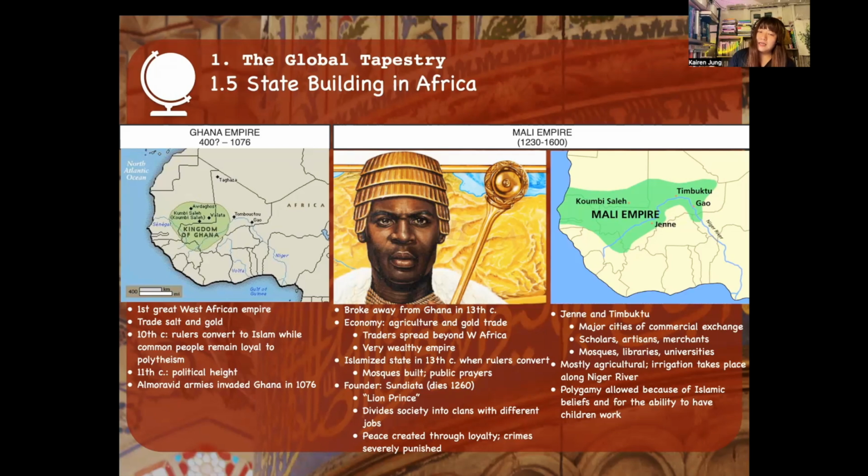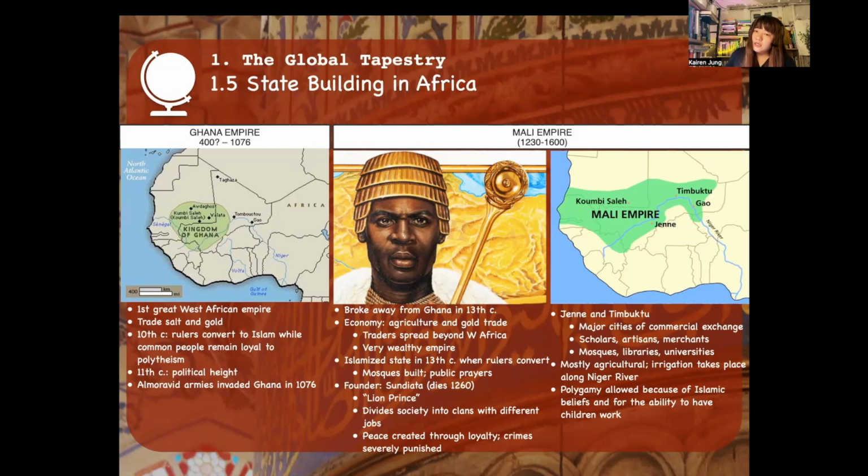The Islamized state in the 13th century was when rulers converted to Islam. The mosques were built, public prayers were sent up, and then the founder Sundiata, who died in 1260, was called the Lion Prince. His is a real story of rags to riches. He was chased away by the usurpers who took over his father's throne and killed his tribal leader, and then he came back to power after raising a giant army, and he was called the Lion Prince. He divided society into clans with different jobs, and he created peace through loyalty. It was a very authoritarian, very strict regime as well, with crimes being severely punished, as the lions do.